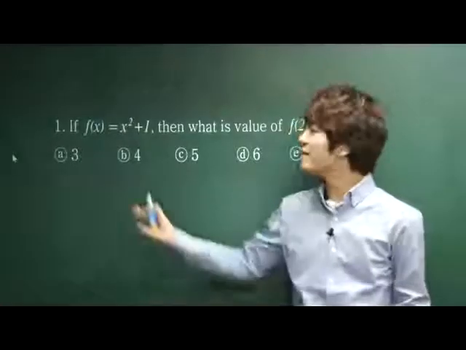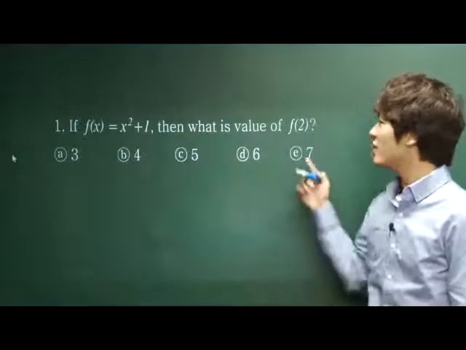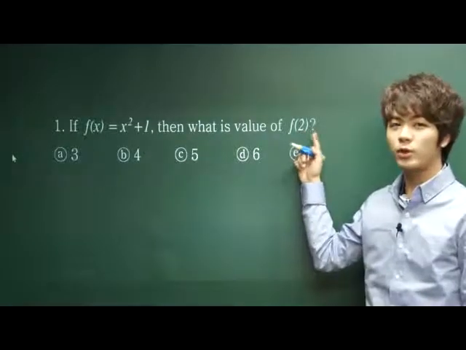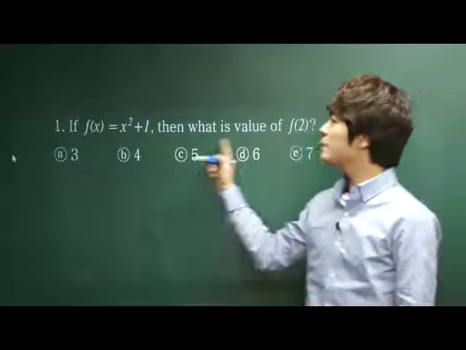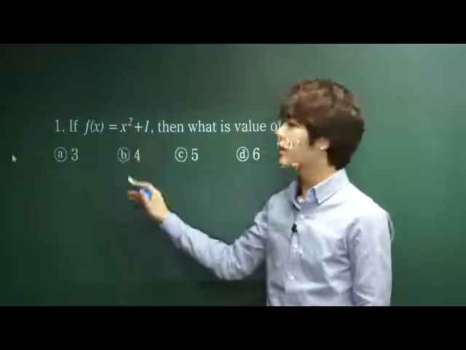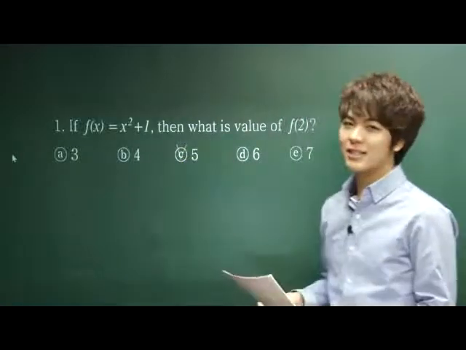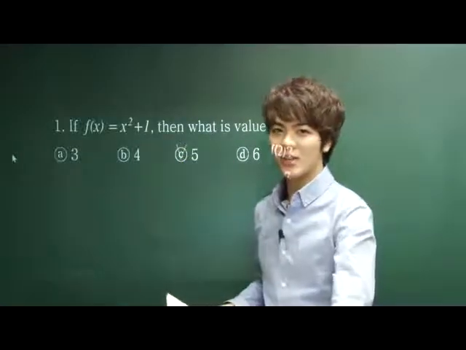Number 1. If f of x is x squared plus 1, then what is the value of f when you put 2? You can simply put 2 here. 2 squared is 4, plus 1 is 5, therefore the answer should be C, 5. This was probably the easiest question. Let's move on to the next question.